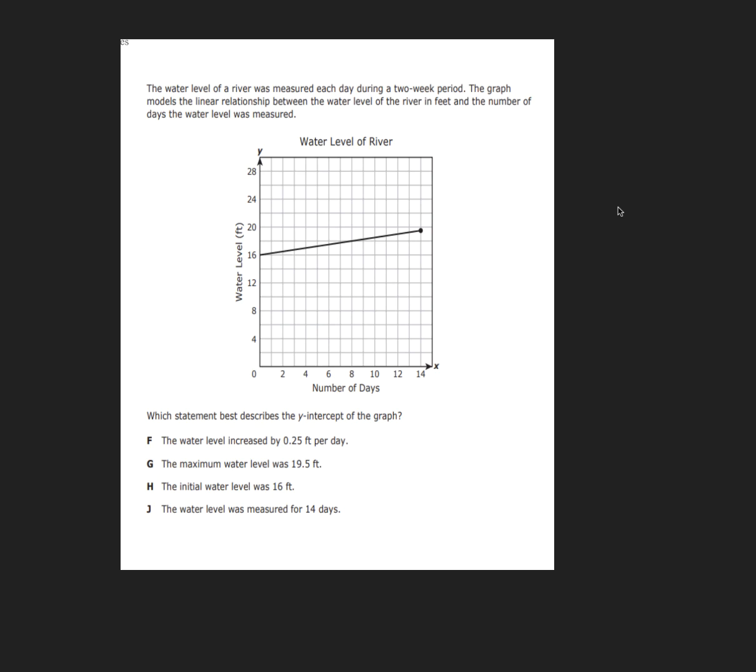Let's begin. So we have here a line graph, and our question states the water level of a river was measured each day during a 2-week period. The graph models the linear relationship between the water level of the river in feet and the number of days the water level was measured. Which statement best describes the y-intercept of the graph?